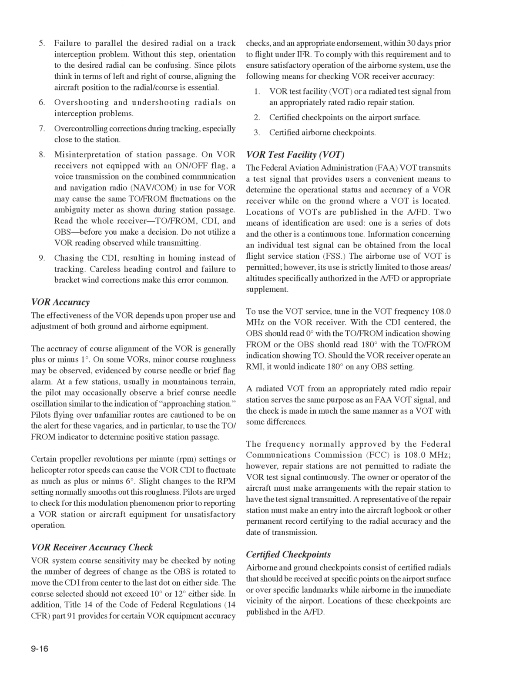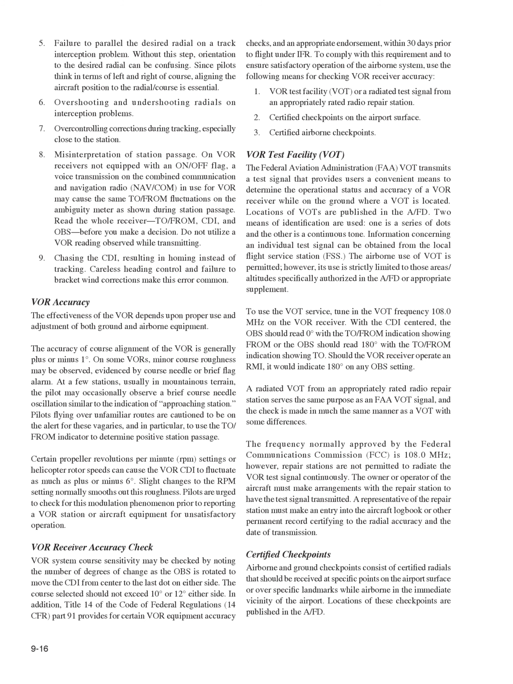Certain propeller revolutions per minute, RPM, settings or helicopter rotor speeds can cause the VOR CDI to fluctuate as much as plus or minus 6 degrees. Slight changes to the RPM setting normally smooths out this roughness. Pilots are urged to check for this modulation phenomenon prior to reporting a VOR station or aircraft equipment for unsatisfactory operation. VOR receiver accuracy check.